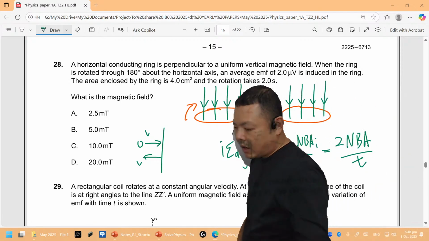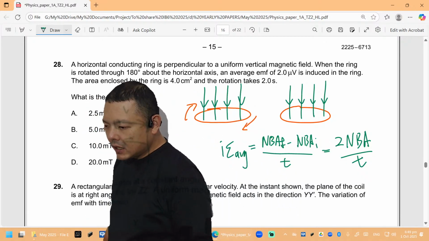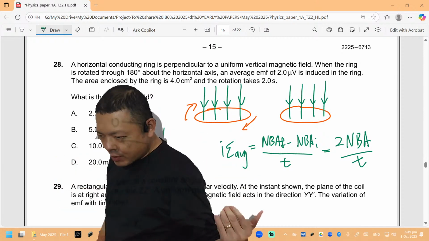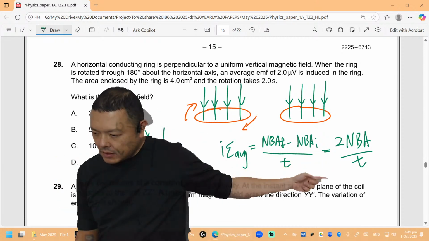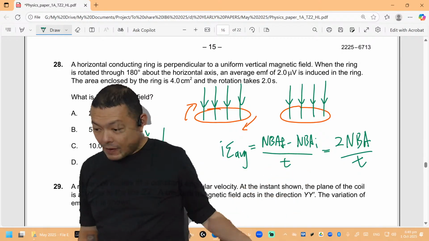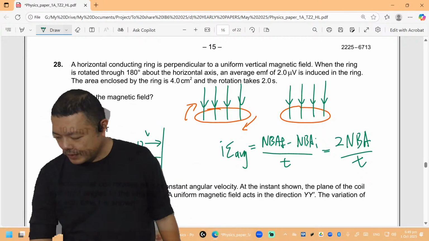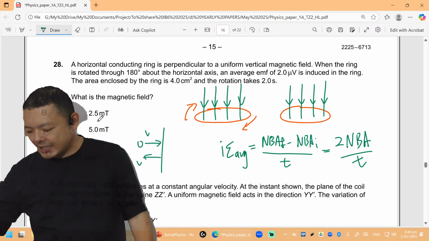We got this? Question: what happens if they say rotate by 90 degrees only? Then it's just NBA minus 0. Then it's half of this, not half of NBA. You get what I'm saying? So it's NBA minus 0, if you rotate it by 90 degrees.